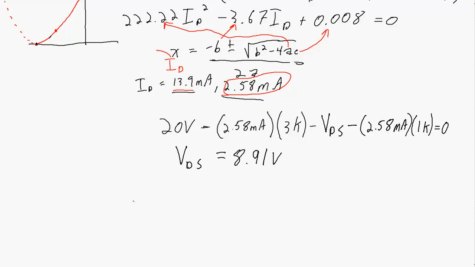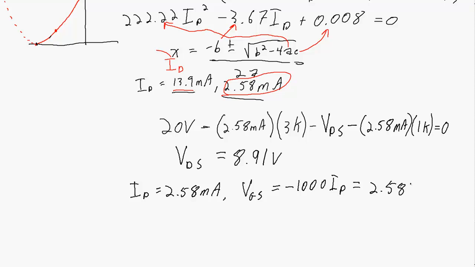So we've got our operating conditions here. We've got our ID of 2.58 milliamps. We've got our VGS. So we didn't even plug the numbers in for VGS, did we? VGS is minus 1000 ID, so that equals 2.58 volts. And we have our VDS of 8.91 volts. Well, of course, VGS is a negative voltage, so negative 2.58 volts.